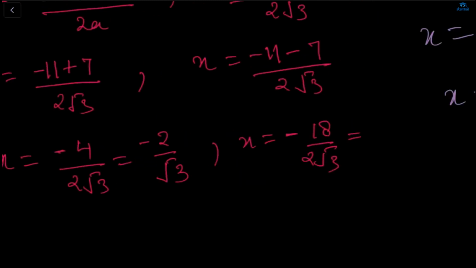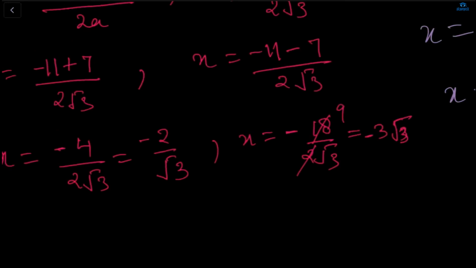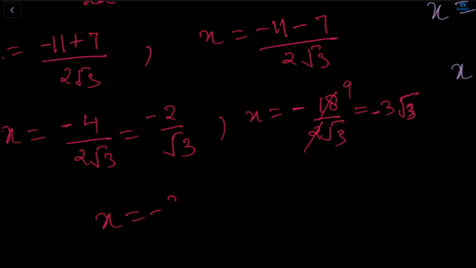2 nines are 18 and the 2 will be cancelled. 9 can be written as 3 into 3, and one 3 you can take and cancel with root 3. So it will be minus 3 root 3. Understood how I have taken 3 root 3? So the two roots are x is equal to minus 2 upon root 3 and minus 3 root 3. That is the solution. Any doubt in this?